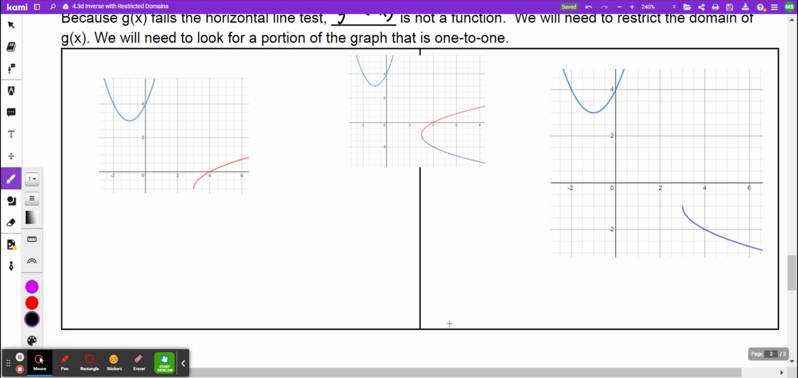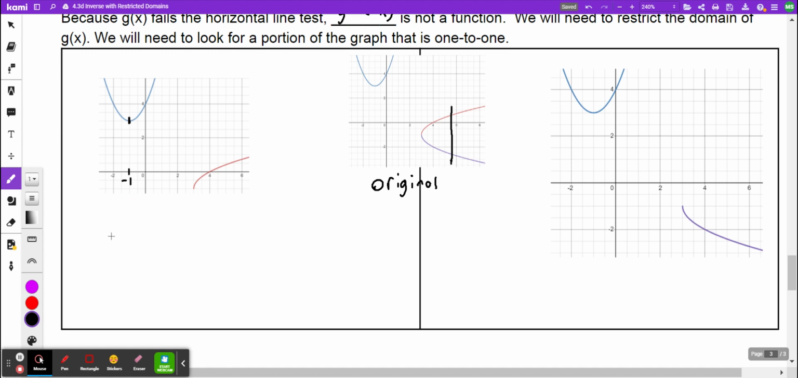All right, guys, here's our graphs. So here's our original right here, but we can't actually graph it because it's not a function. So if we look right here, we can restrict the domain. So we know that if we restrict the domain right here, this is halfway between negative 2 and 0. This is negative 1.